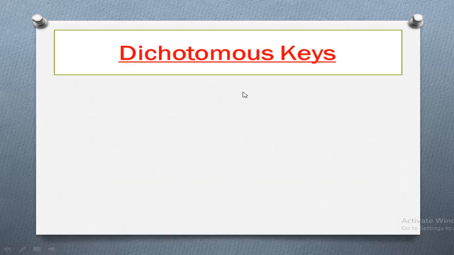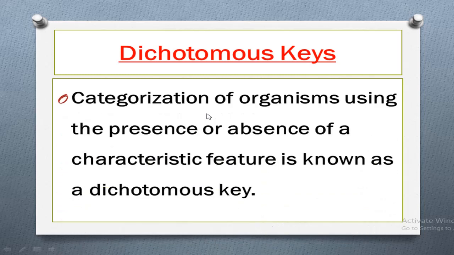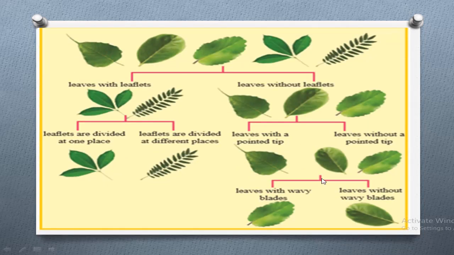Then we will go to learn about what the dichotomous key is. Dichotomous key is used to classify animals. The dichotomous key means categorization of organisms using the presence or absence of a characteristic feature. Right, these are some examples for the dichotomous key.